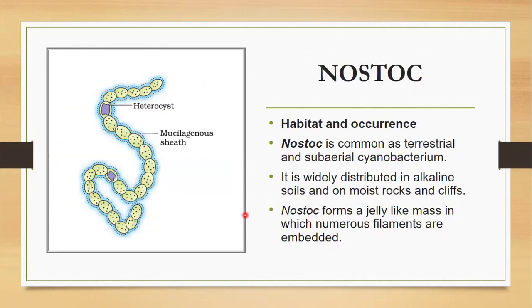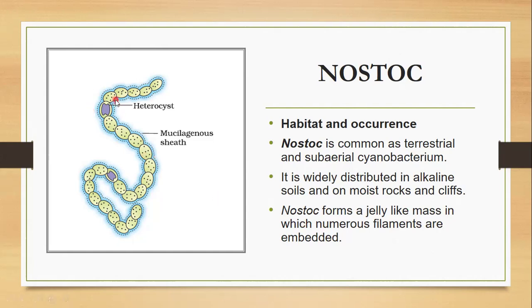Nostoc. The Nostoc is common as a terrestrial and subaerial cyanobacterium. It is widely distributed in alkaline soils and on moist rocks and cliffs. Nostoc forms a jelly-like mass in which numerous filaments are embedded.